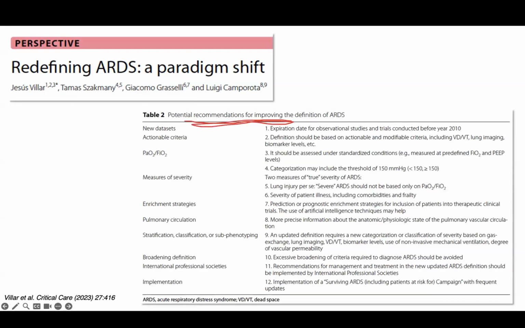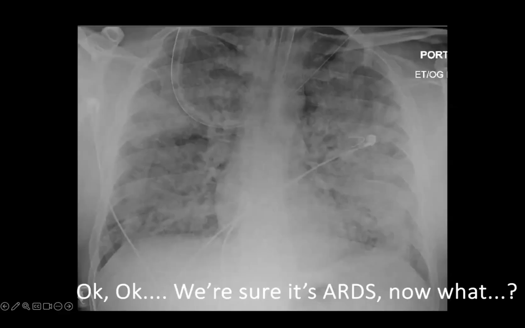As you can see, they recommend new data sets to be used, 2010 and beyond. And they're recommending that PF ratio be calculated under more so-called standard conditions, such as calculating PF ratio at predetermined FiO2 and PEEP levels. Not bad ideas, honestly, right? But theoretical doesn't always easily translate into bedside practice, and you and I know this. Well, let's dive into it a bit.